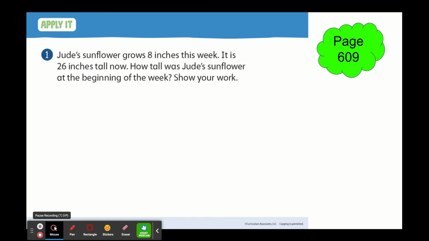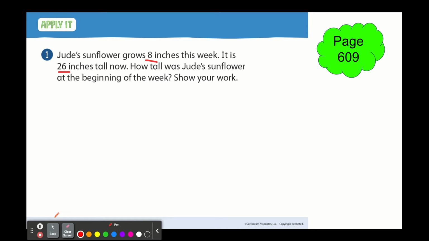So I'm going to read the problem a third time. Jude's sunflower grows 8 inches this week. It is 26 inches tall now. How tall was Jude's sunflower at the beginning of the week? Show your work. The third question is, what is the important information? All right. So we're going to underline 8 and 26.